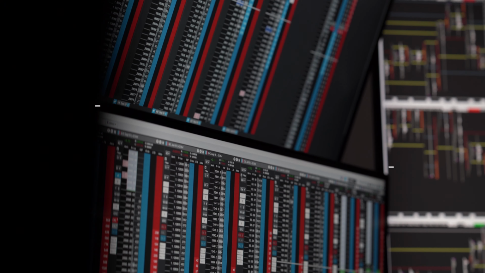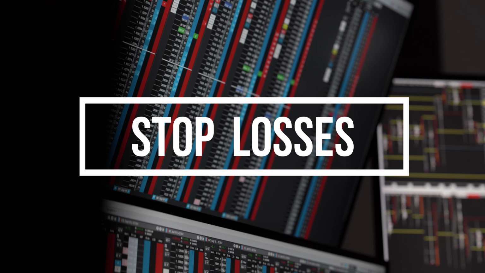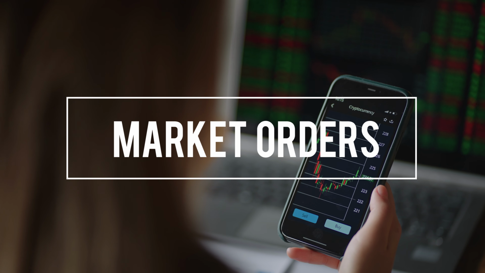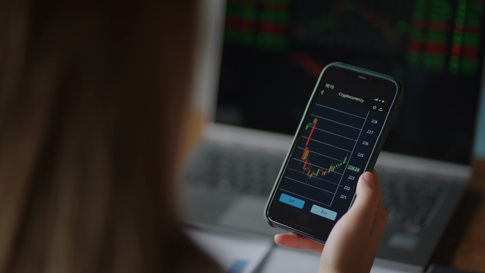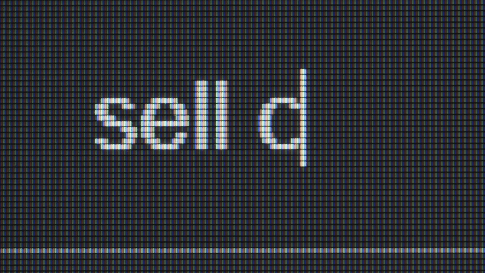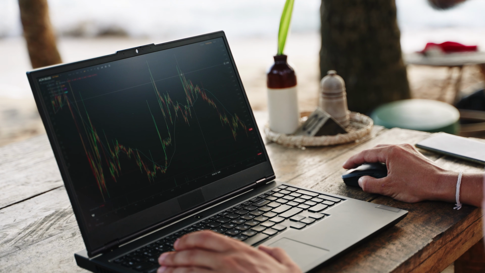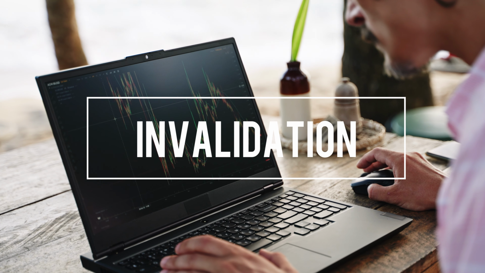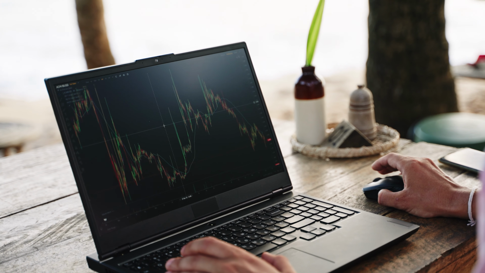Okay, so let's put a pin in this big guy's problem for now. We will come back to him, but first we need to talk about stop losses. Stop losses are orders in market form that are executed as the opposite of the position. If you're long, you need to sell your position to get out of it, and if you're short, you need to buy your position to get out of it. Stop losses are placed at points of invalidation, which means where you're wrong on the trade.